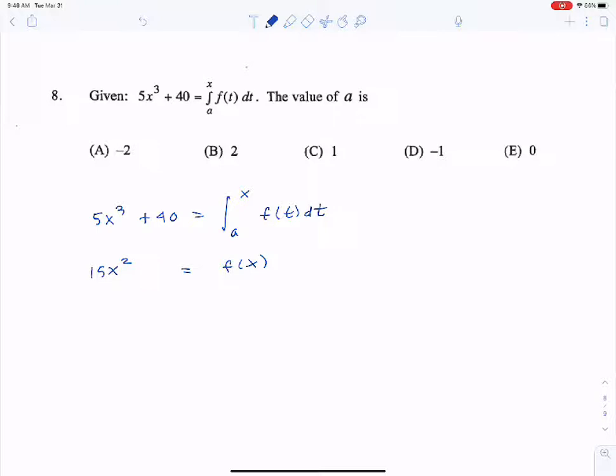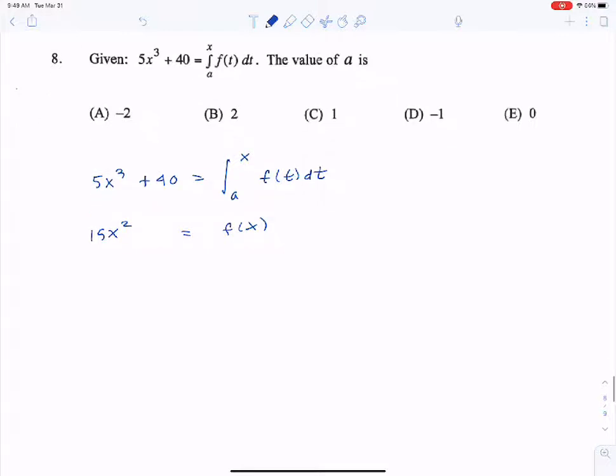f of x, right? That's the second fundamental theorem of calculus. I'm doing a definite integral, from a to x, so I get f of x. Now, here's what this tells me. Remember, these two things are equal. And this is the big thing that I want to ensure: these two things are equal.